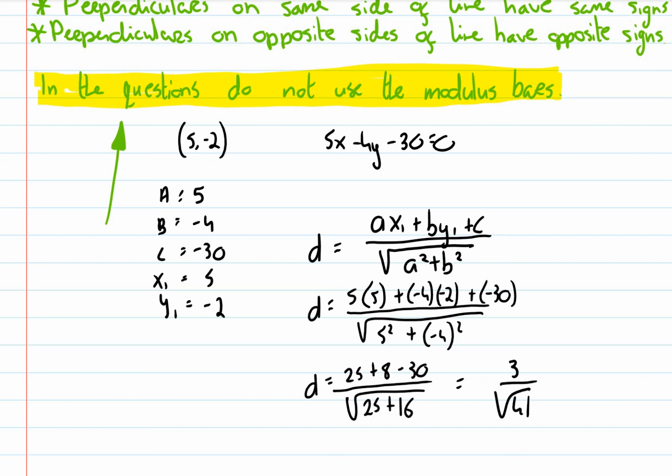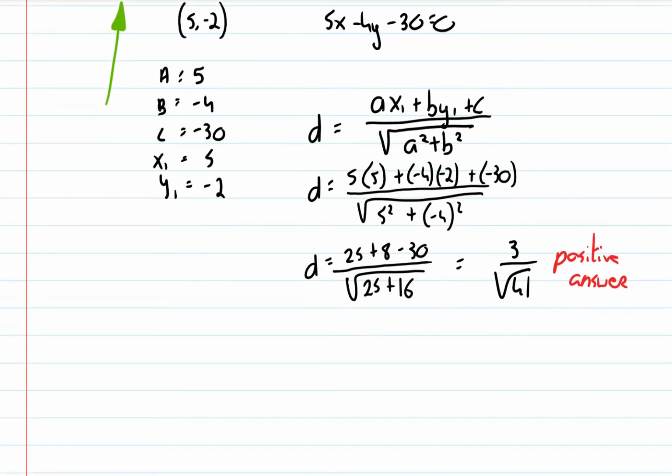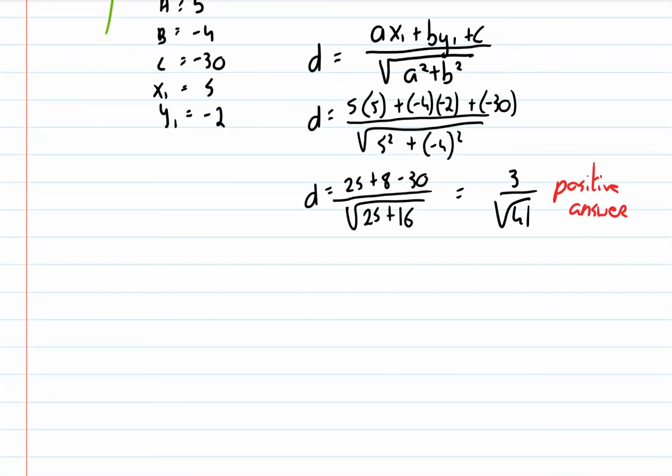Now I could type that into the calculator and get an answer, but I don't really care about the answer. I just need to know that that is a positive answer. Now if the other answer is positive, I can say they're on the same side of the line. However, if the other answer is negative, then I'd be saying they're on opposite sides of the line.